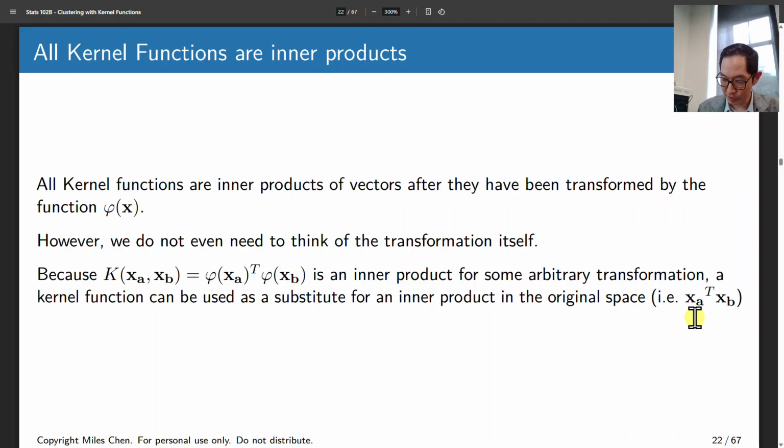You can also just apply a transformation function. Okay.